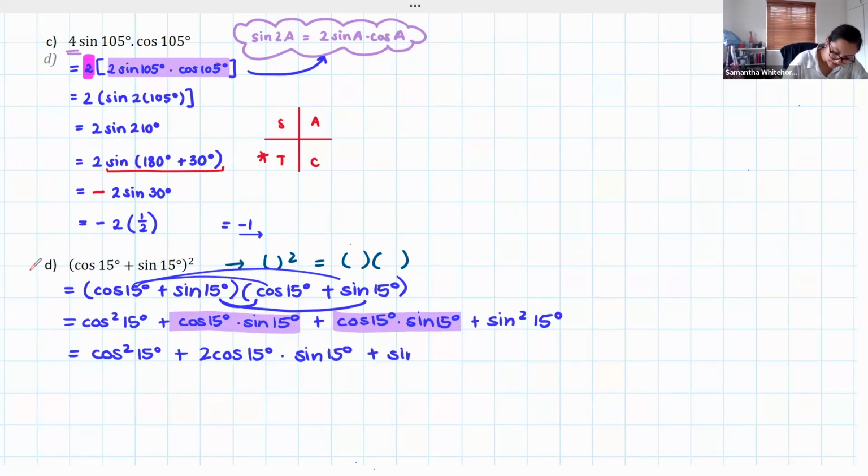plus sin squared 15. Right, my question to you is, do you notice anything else that we have going on here that we could maybe apply an identity to, or that we can maybe simplify further? So take a look at the terms you have. Could we do anything else here? You can unmute yourself if you want. You can put it in the chat. What else can I apply here?